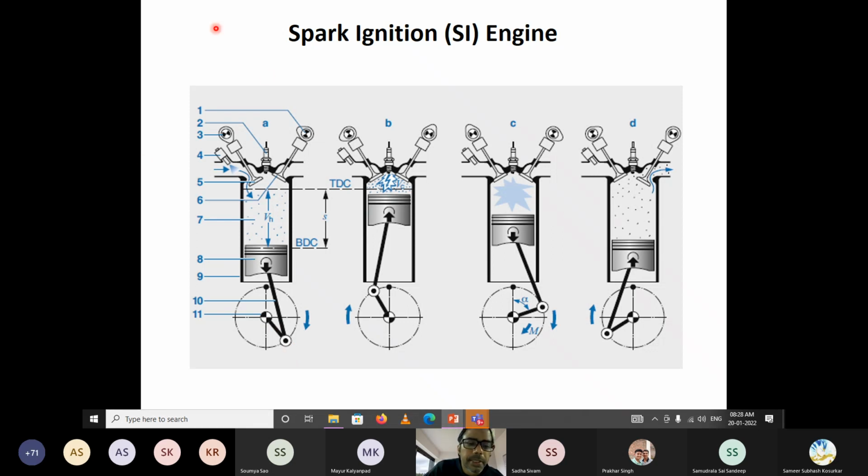It means whatever exercise we have done over the last 2-3 classes, I think it has been a success. Very good. Now let us see the spark ignition engine. Those students who have identified that it is the fuel injector, it's really very good.